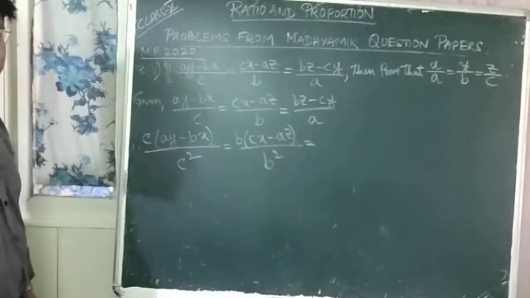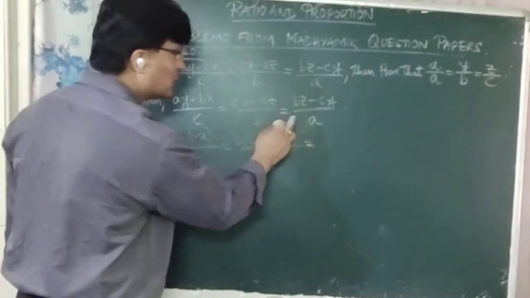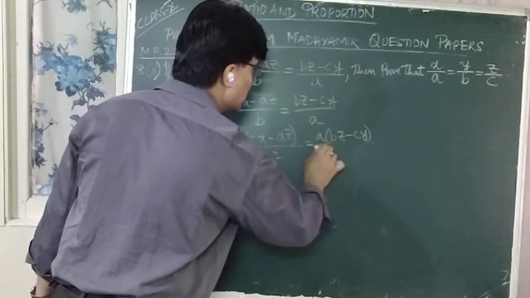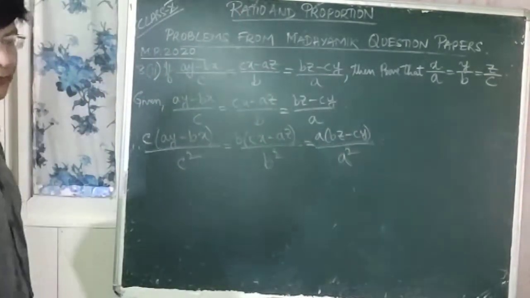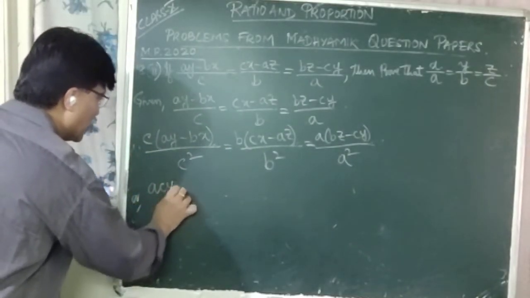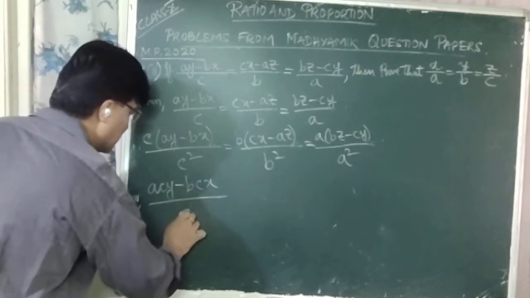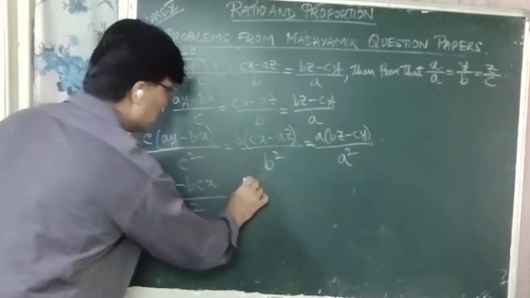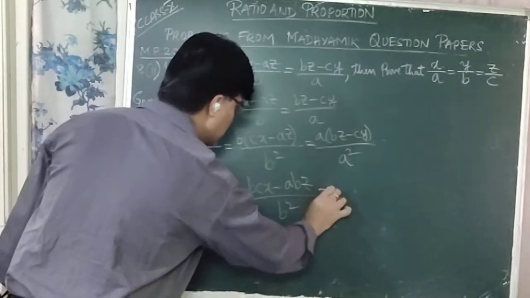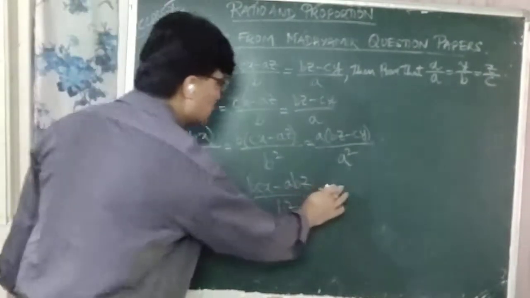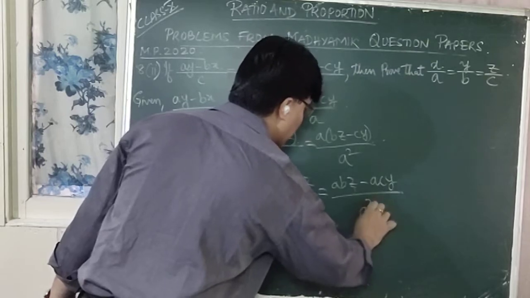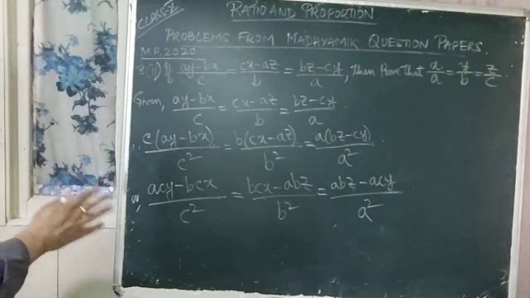B square is equal to, next multiply both the numerator and the denominator by a in this case, so a into bz minus cy whole divided by a square. Is that clear? Now multiply by c here, this is acy minus bcx divided by c square, is equal to, next this is bcx minus abz divided by b square, is equal to, next now this is abz minus acy this whole divided by a square. Right? Is that clear to all of you?